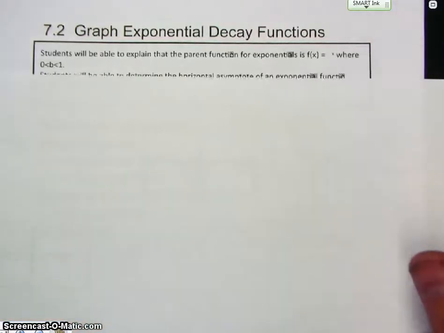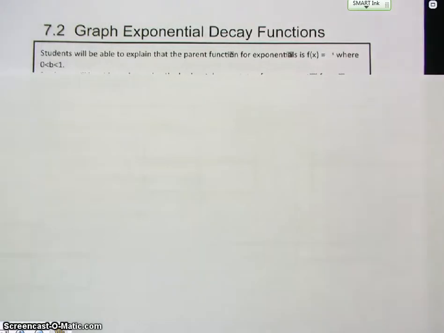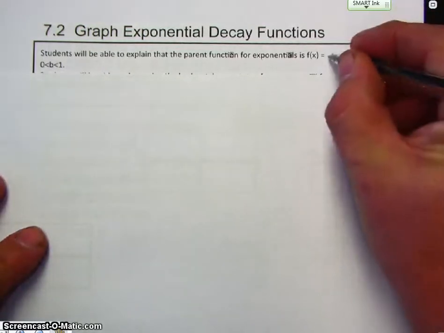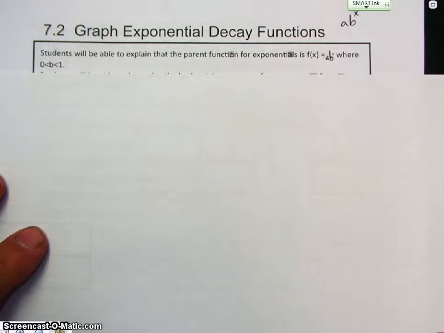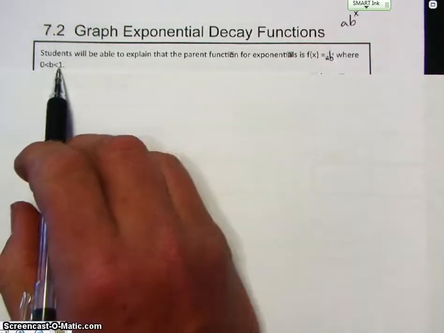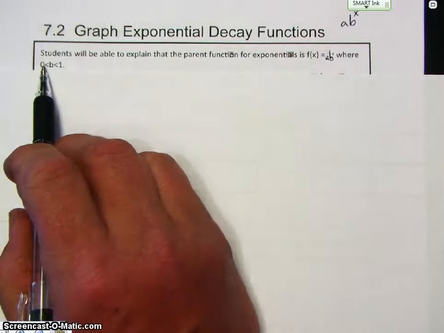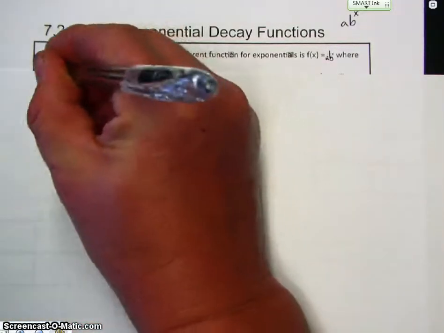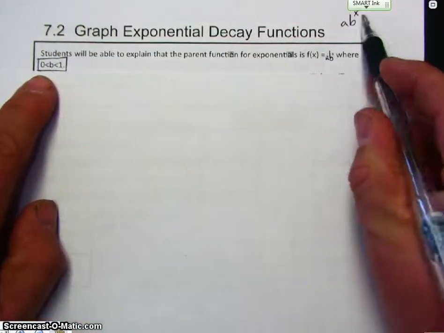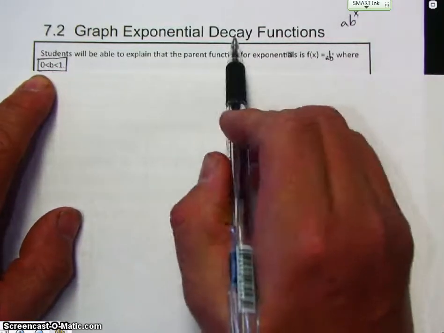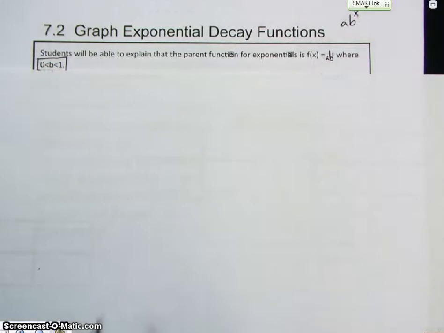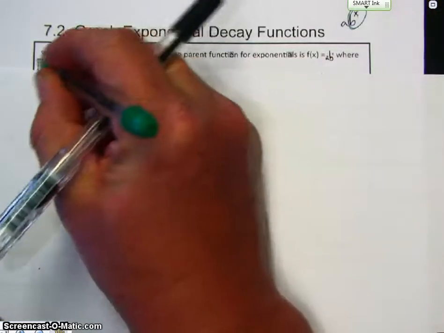Right, so your first objective in this lesson is you're going to be learning how to explain that the parent function for exponentials is f of x equals a times b to the x, where b is less than 1 but greater than 0. It's very important. That right here, along with this variable in the exponent, makes it exponential decay. These two key parts, there and there, are important.